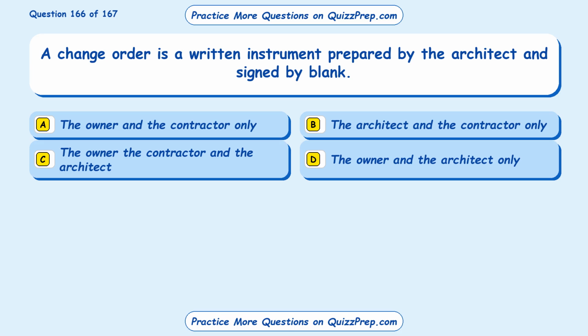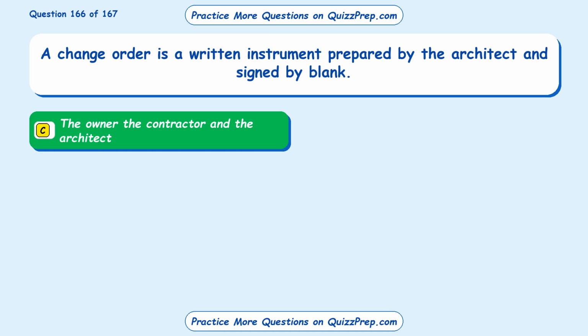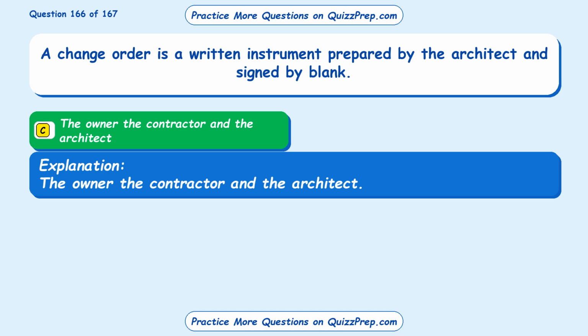Question 166. A change order is a written instrument prepared by the architect and signed by blank. Option A, the owner and the contractor only. Option B, the architect and the contractor only. Option C, the owner, the contractor and the architect. Option D, the owner and the architect only. The correct answer is Option C, the owner, the contractor and the architect.